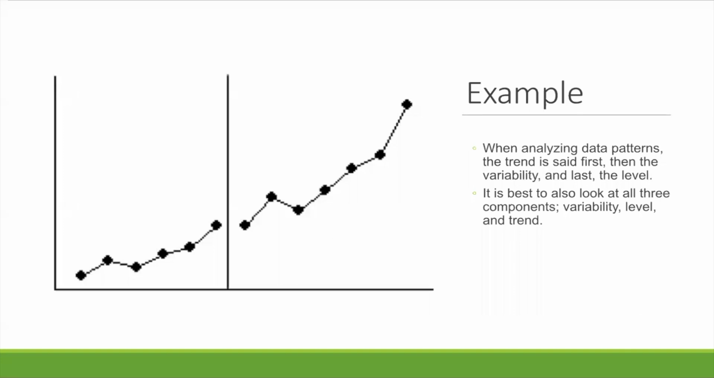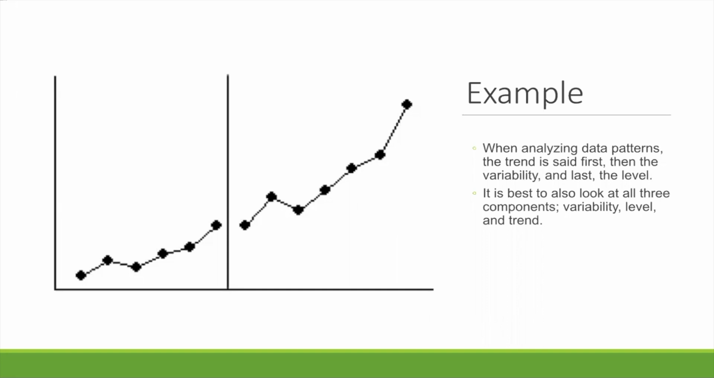Let's use the following graph as an example to analyze some data patterns. Terms that we often use when analyzing data are the terms gradually or rapidly, increasing or decreasing, stable or variable, or zero. When analyzing data, it's also typical to start by saying the trend first, then the variability, and last the level.